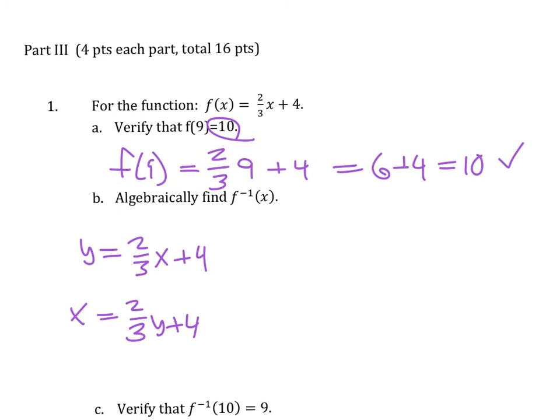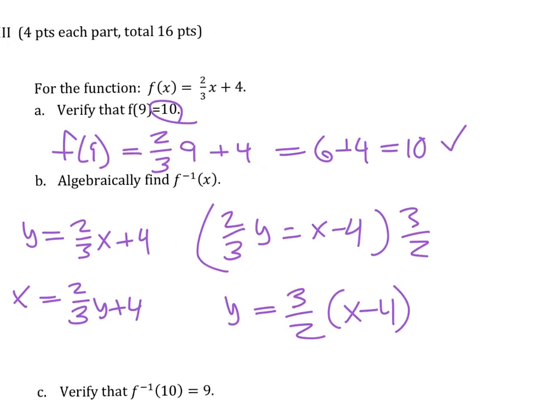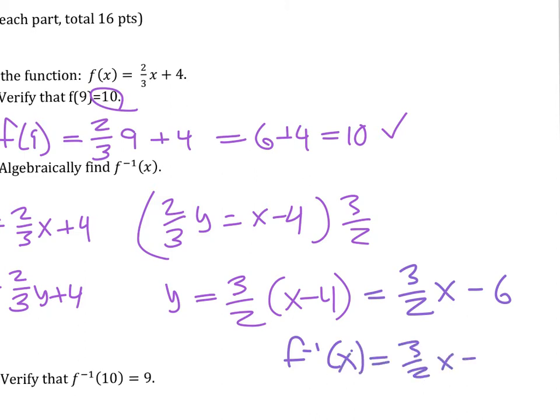So let's see. I can rewrite this as 2/3 y equals x minus 4. And if I multiply both sides by 3/2, I'd get y equals 3/2 times (x minus 4), which is correct. I could also distribute the 3/2, and I'd have 3/2 x minus 6. So let me rewrite this formally. Inverse f of x equals 3/2 x minus 6.